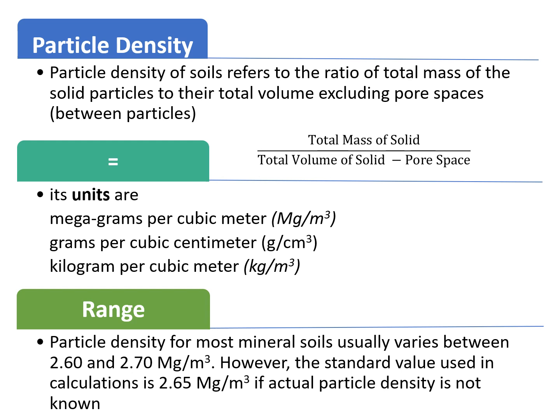However, the standard value used in calculation is 2.65 megagrams per cubic meter, if the actual particle density is not known. So generally in most mineral soils we use this value of 2.65, but in most agricultural lands the particle density ranges between 2.6 to 2.7. Of course, this is for mineral soils.